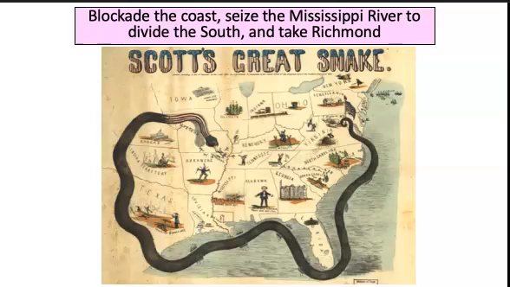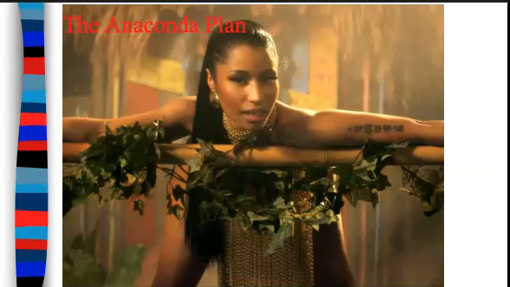The Anaconda Plan maximized the North's industrial advantage, but it did require better leadership than the North had at the time. It included things such as blockading the coast, seizing the Mississippi River to divide the South, and taking the capital of the Confederacy in Richmond, Virginia. Here's another way to look at it.